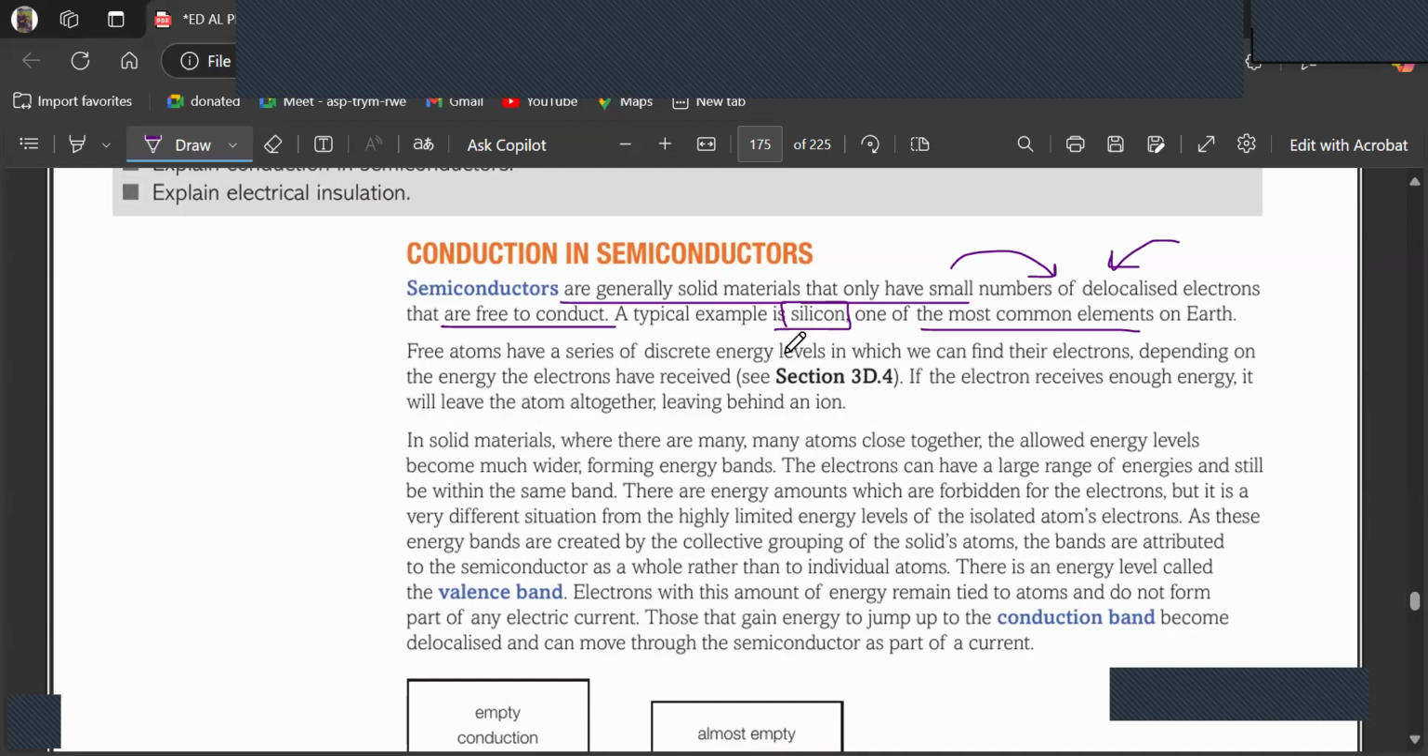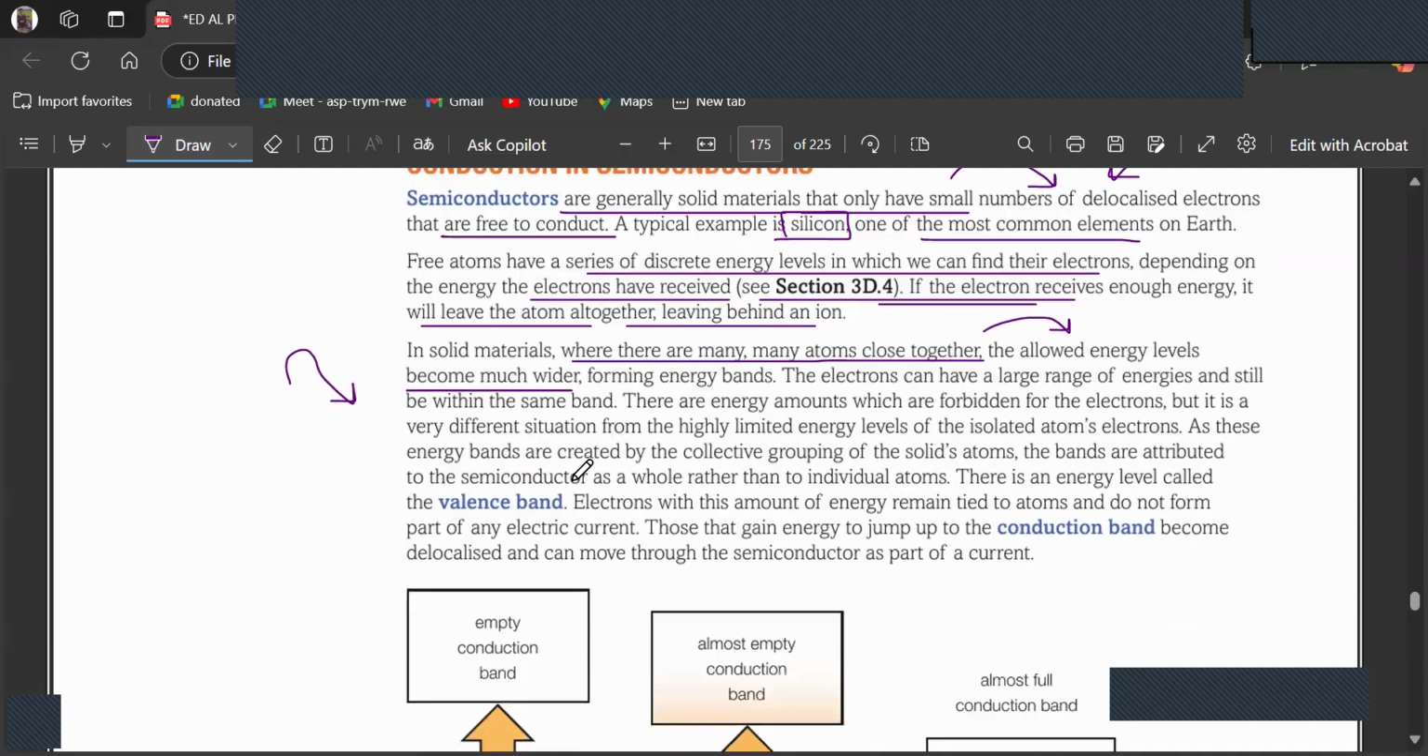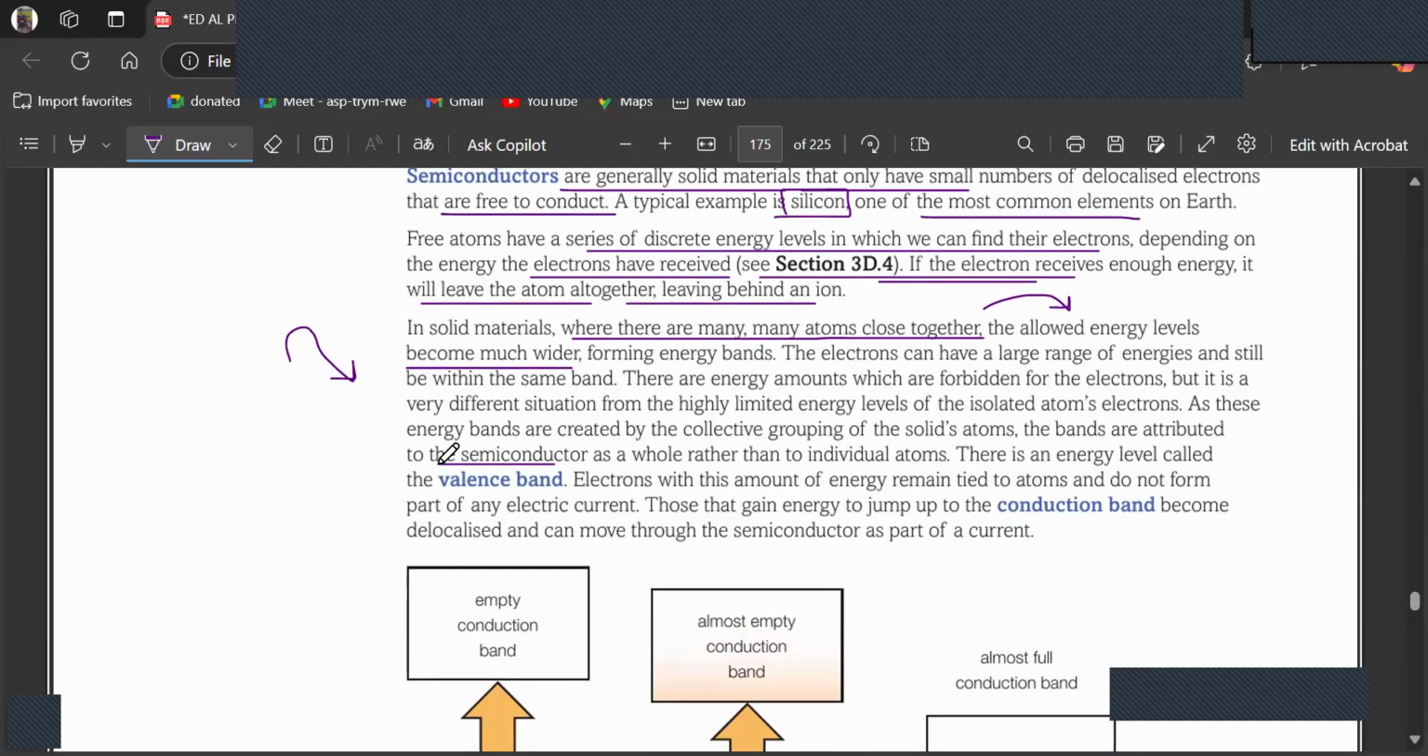Got it? Free atoms have a series of discrete energy levels in which we can find their electrons, depending on the energy the electrons have received. If the electron receives enough energy, it will leave the atom altogether, leaving behind an ion. And in solid materials where there are many atoms close together, the allowed energy levels become much wider as well. So in the next lecture, you'll also see the difference between valence bands and conduction bands.